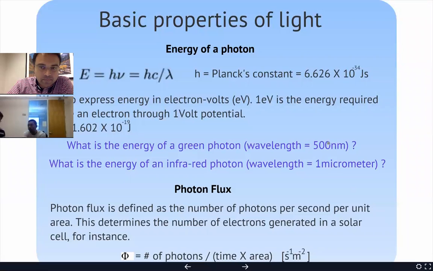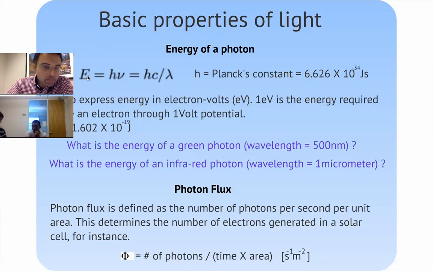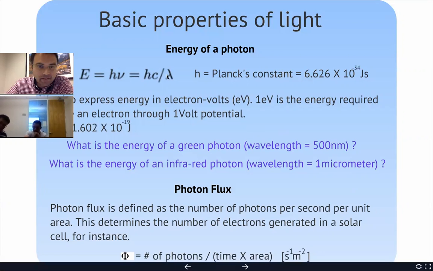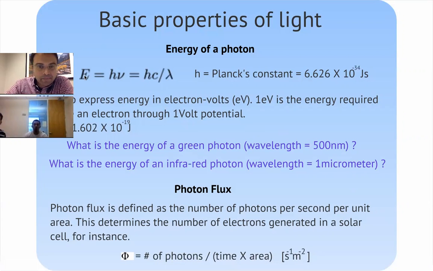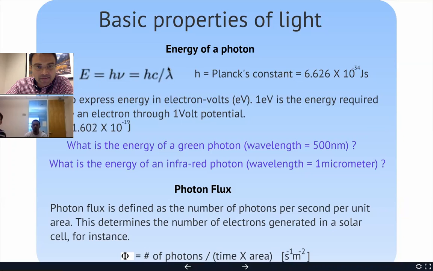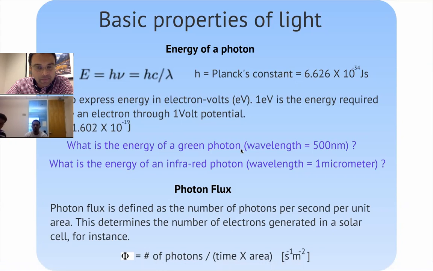Well, you can look at the wavelength, right? The wavelength is twice as high, so the energy should be less. It should be half, right? Because it's inversely proportional to lambda, and if lambda is 2 times, the energy must be half. Do you see that? So the energy of an infrared photon is half that of a green photon. Okay?